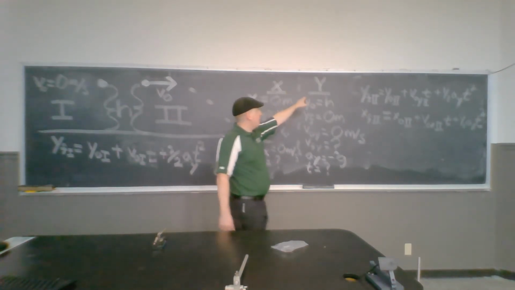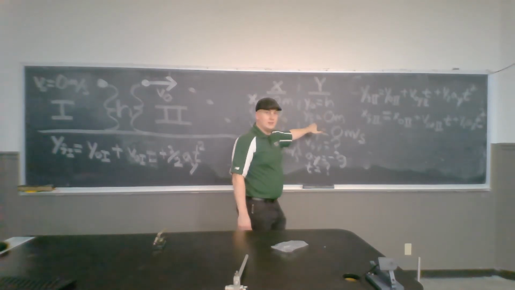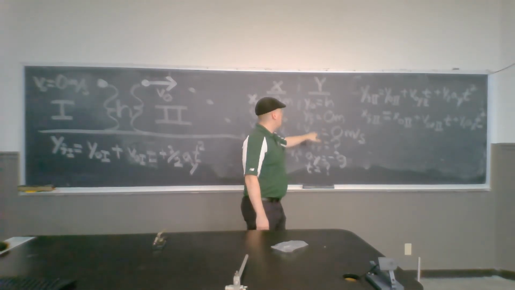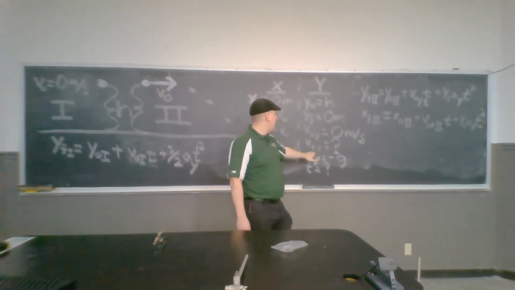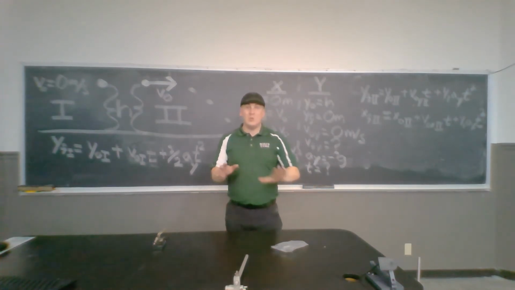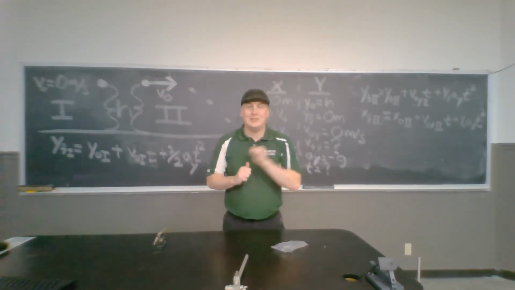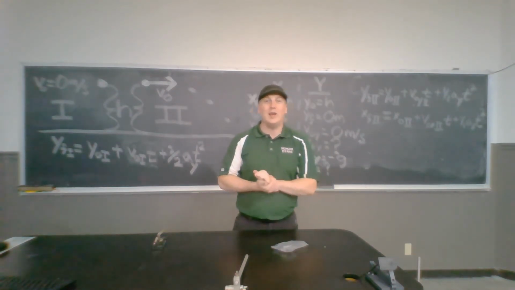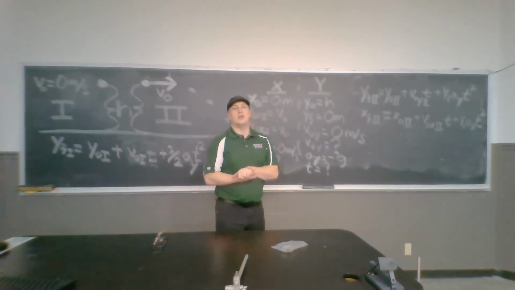Now looking at the y direction, our initial height is h. Our final height is 0 meters, I should be more careful. Our initial velocity in the y is 0 meters per second. Our final velocity in the y we don't know because our acceleration is present as negative g, or negative 9.8 meters per second squared. And our final time is unknown.